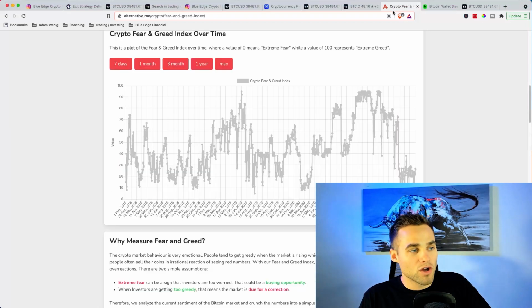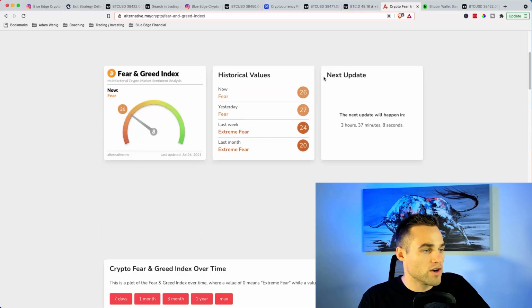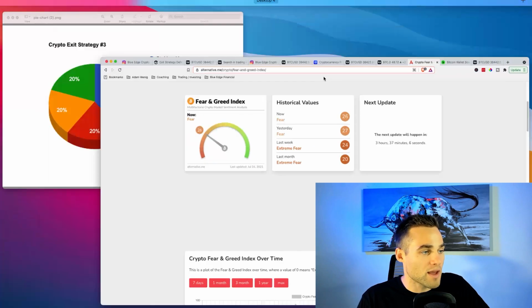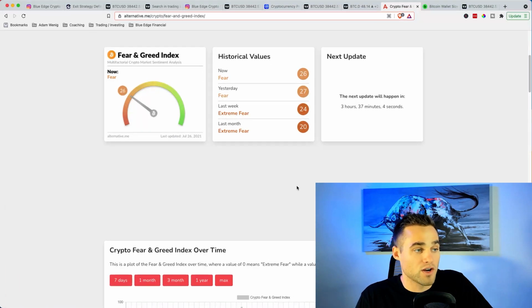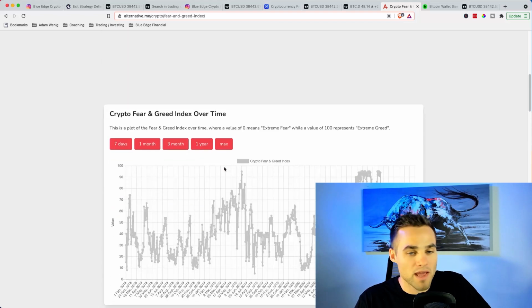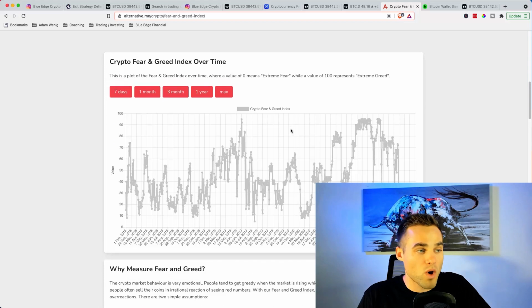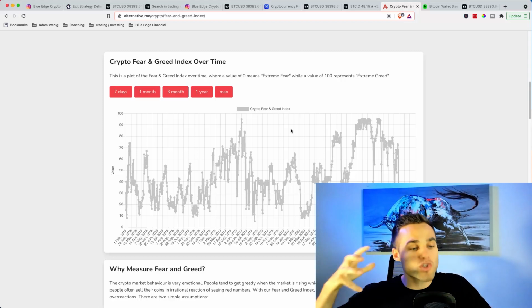The next thing that you can look at is something called the crypto fear and greed index. As you know, the thing that moves the markets is fear and greed, okay? This is why people make buying and selling decisions in the markets, because of fear and greed. Now there's a famous Warren Buffett quote that you've probably heard that says when people are fearful, this is when you should be greedy. And when people are greedy, this is when you should be fearful.